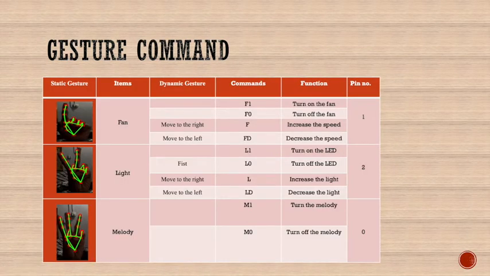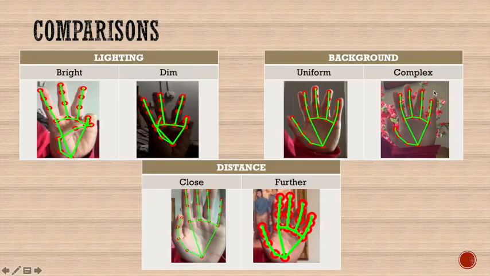This is the summarization of hand gesture commands on certain items and functions. This is the difference between conditions, lightings, background, and distances.